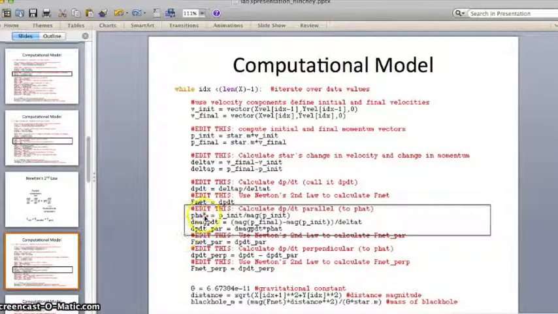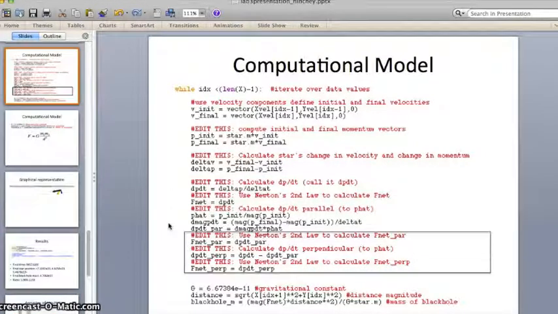Since p hat is a unit vector, we can calculate that by dividing each value by the magnitude. Then the change in the magnitude is divided by delta t to give the change in magnitude of p over delta t. To get the parallel component, we then multiply this by p hat, as we saw in the equation before. Using Newton's law again, the perpendicular component is found given that F net is F parallel plus F perp.